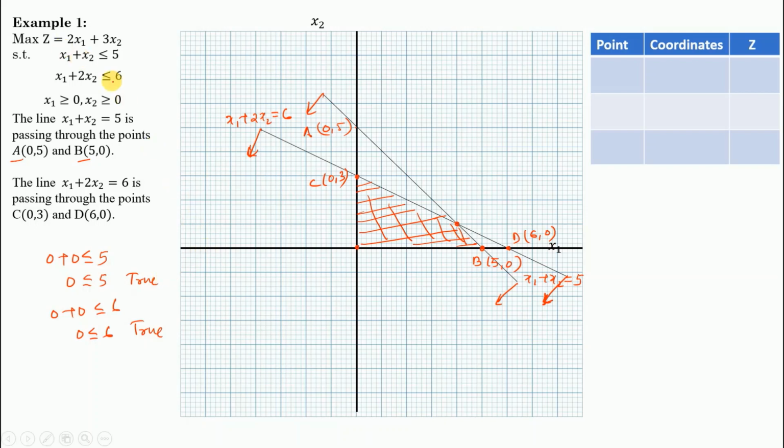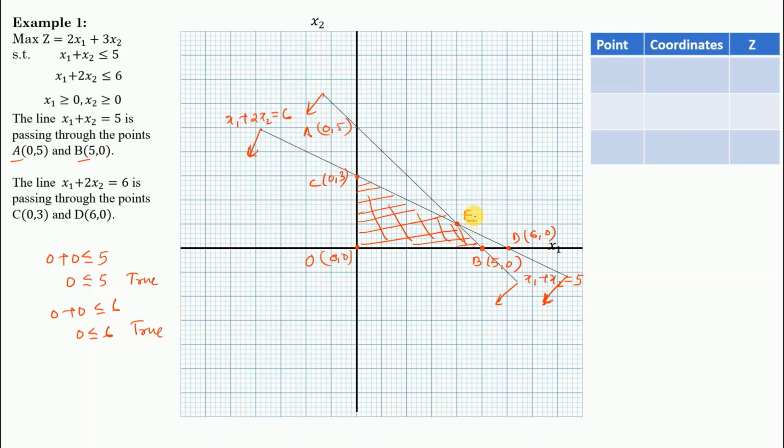Now we have to find the point where z is maximum. It can be possible only at corner points. So there is no need to check the point 0, 0, since at this point z will be 0. We can check the value of z at this point, this point, and this point. Say this point is E. Now we have to find the coordinates of E. So how can we find the coordinates of E?